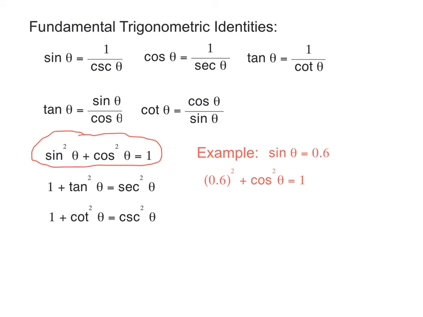Once you plug in 0.6 for sine theta in sine squared plus cosine squared equals 1, you'd have 0.6 squared plus cosine squared equals 1. If you do the math, you would get a result that cosine theta would equal 0.8. Now, if you were asked to find tangent theta, you know sine theta, you know cosine theta, so you could use the formula that we had earlier, tangent theta equals sine over cosine, and figure out what tangent theta is. So that would give you all 3 of the basic trig functions from knowing just one.